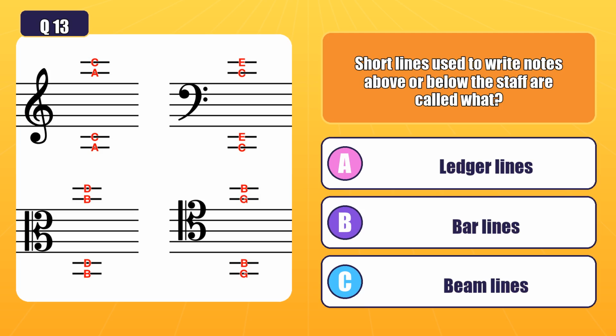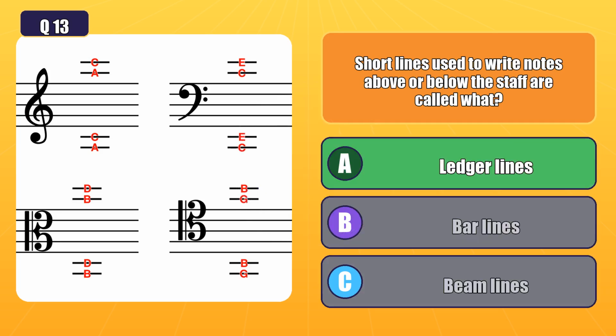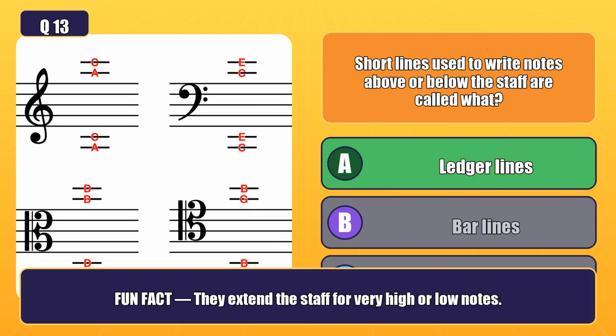Question number 13. Short lines used to write notes above or below the staff are called what? The answer is ledger lines. Fun fact, they extend the staff for very high or low notes.